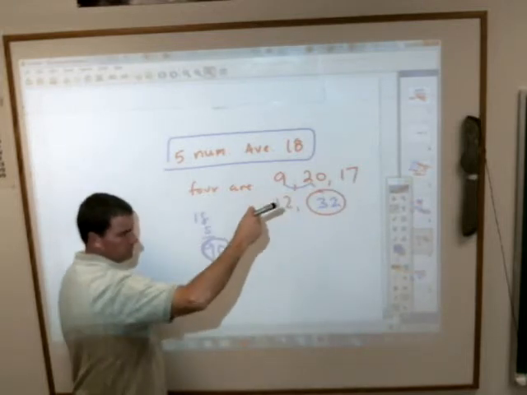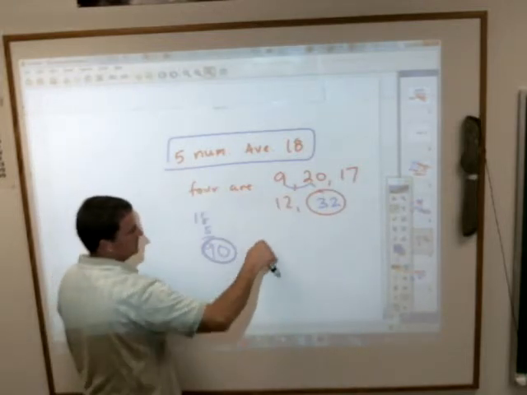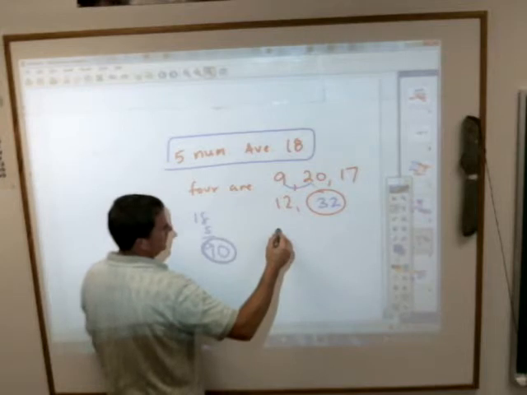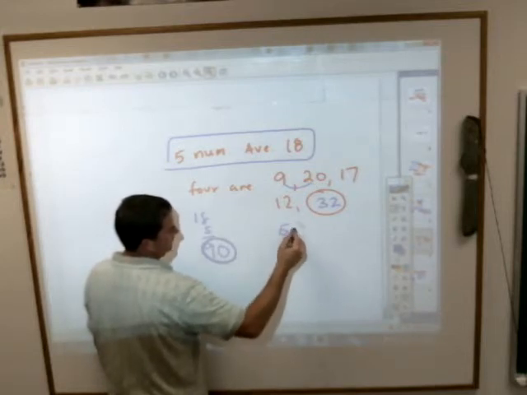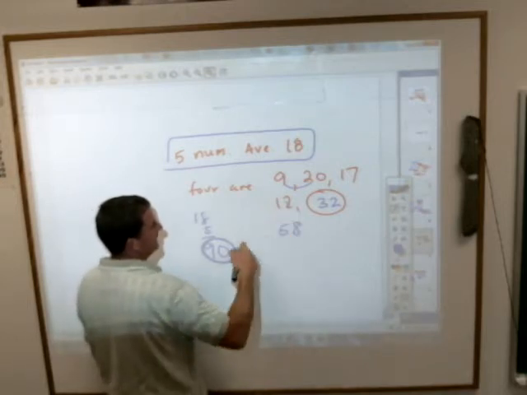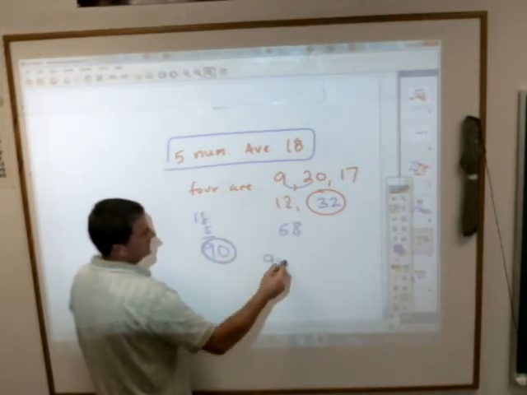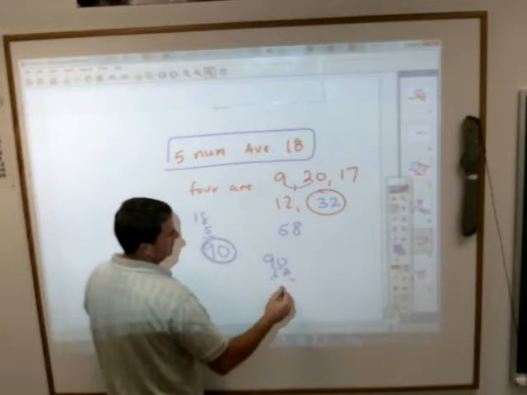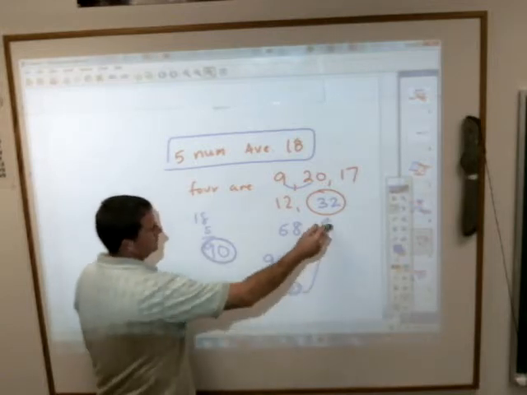So I have what? 9 and 20 is 29, and 17 is what? 46, and 12. When I add all those together, I get what? 58? Yep. When you add these 4 numbers, you get 58. So what number added to 58 gives you 90? You have to take 90, subtract 58, you get 32.